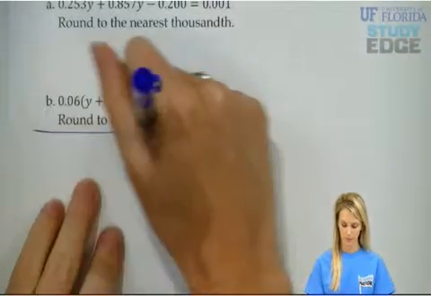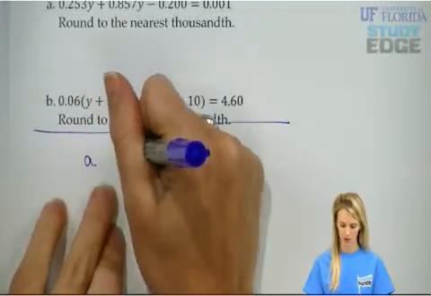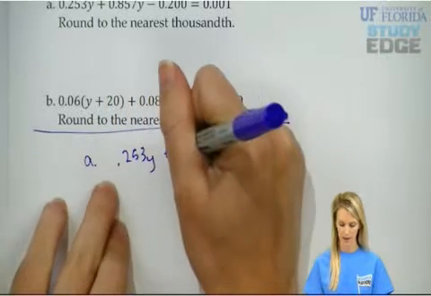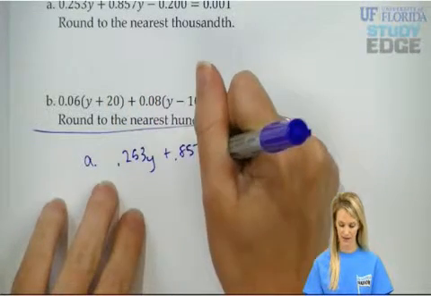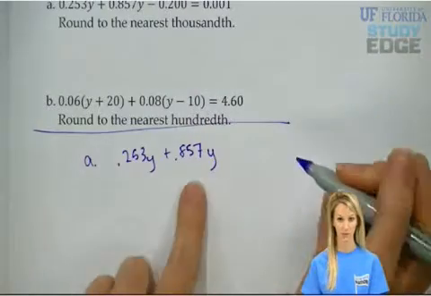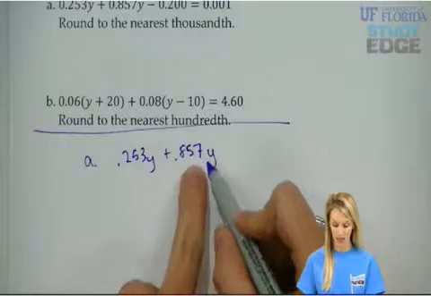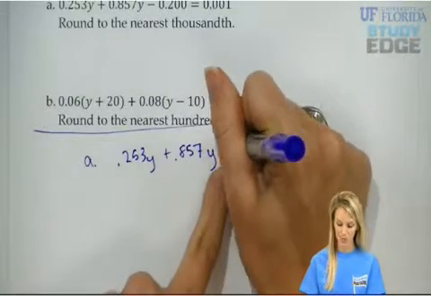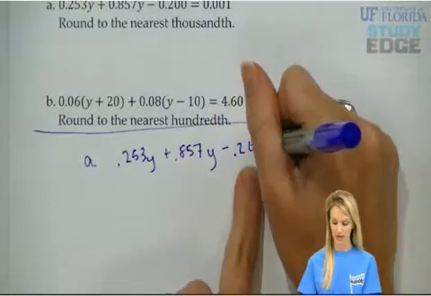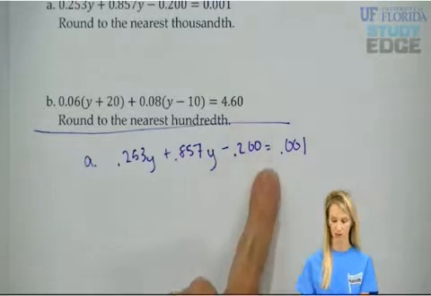So it was 0.253y plus 0.857y. Don't make fun of me because I crossed my sevens. I know it's kind of weird, but it's what I do. 0.857y minus 0.200 equals 0.001.